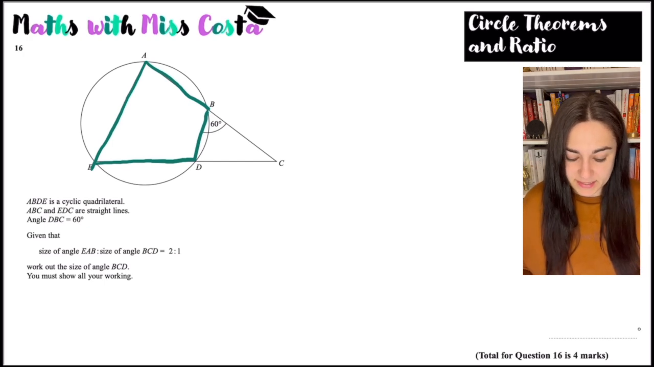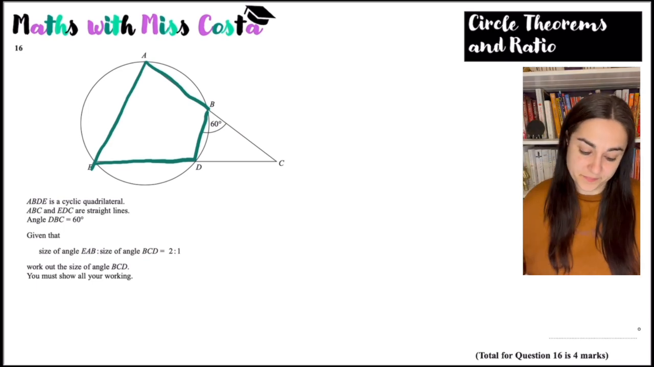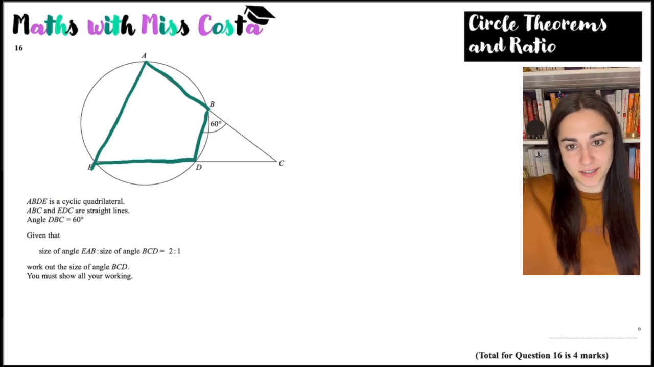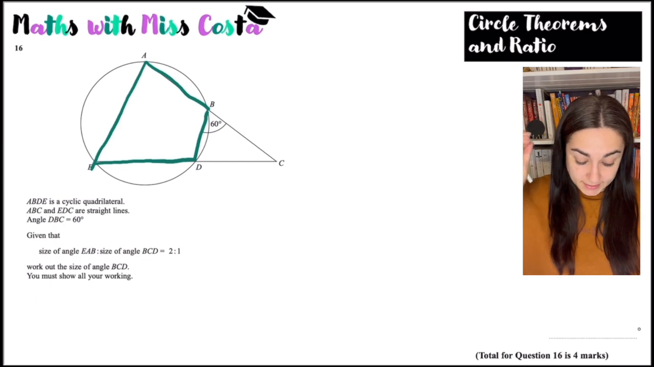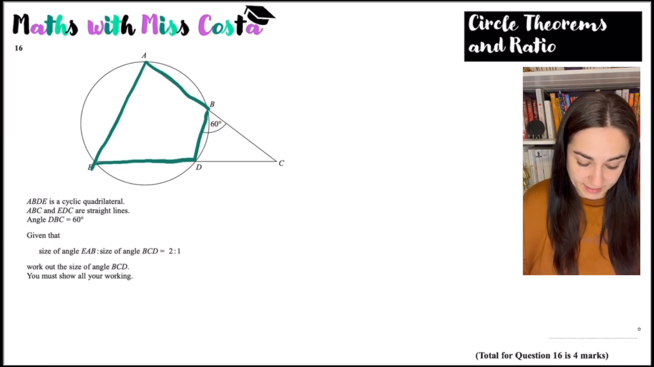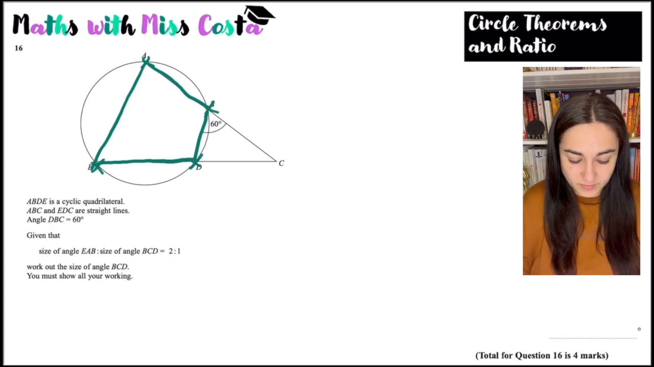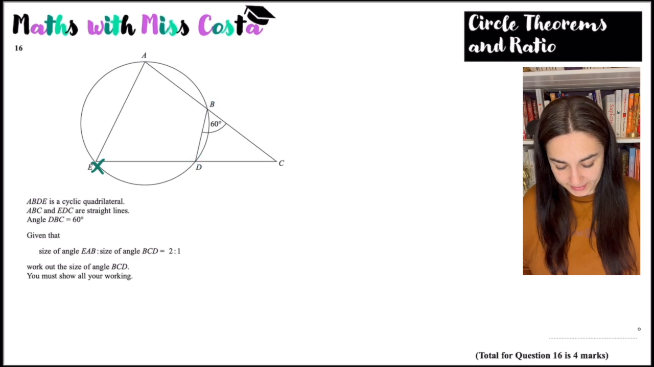Now, in order for something to be a cyclic quadrilateral, it just means that each of its vertices of the quadrilateral need to touch the circumference of the circle. So if they hadn't told you that, you could have figured it out yourself by just thinking to yourself, okay, each of the vertices touch the circumference of the circle. So that's an important thing that we can use later.